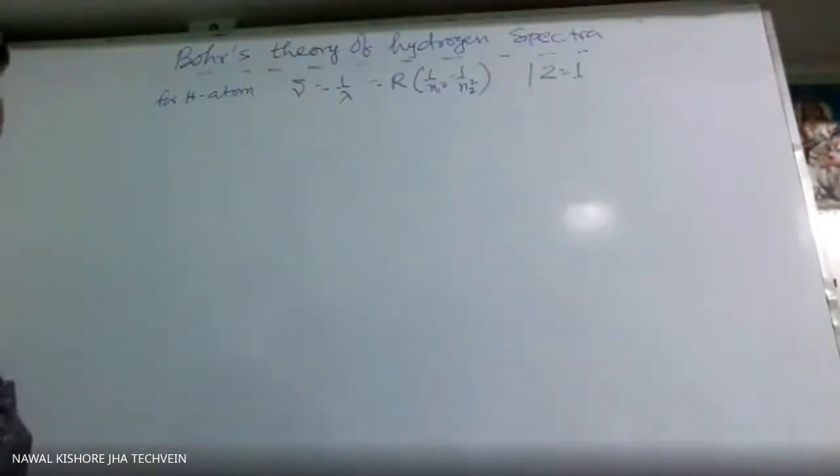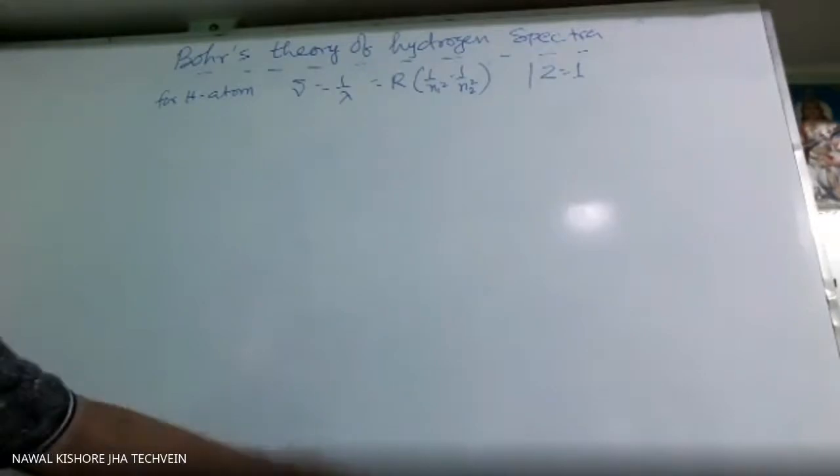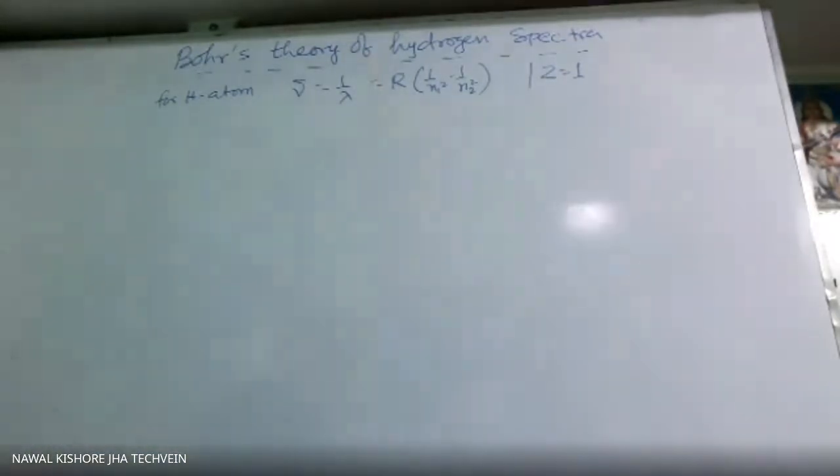Now in Lyman series, what happens? Electron jumps from any higher orbit to first orbit. That is emission. In Lyman series of absorption spectra, electron will absorb some energy and will jump from first orbit to any other orbit. That is the difference between emission and absorption.